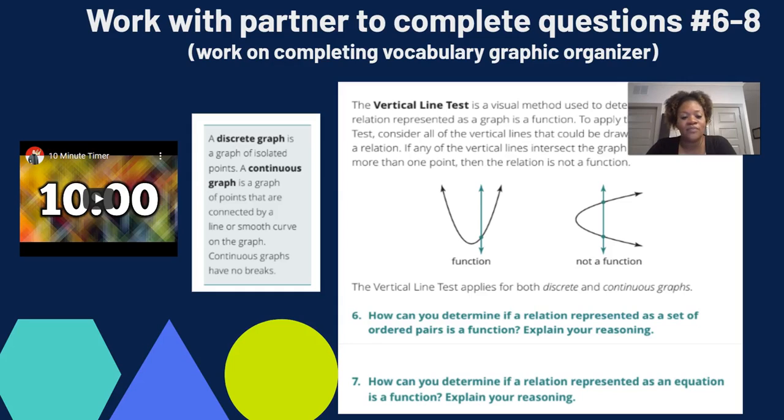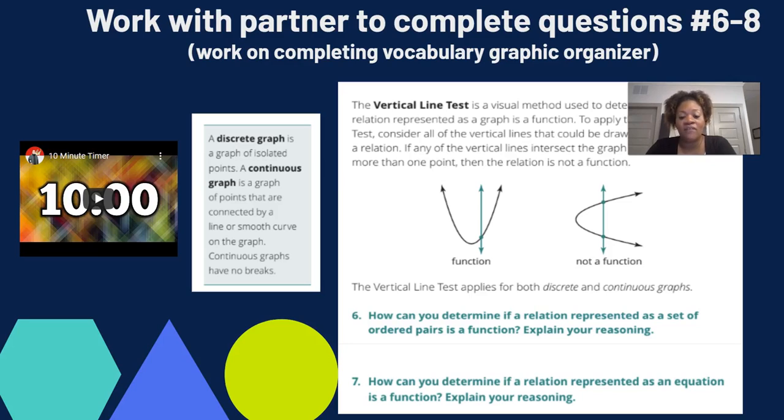They're by themselves. Now, a continuous graph is a graph of points that are connected by a line or a smooth curve on the graph. Continuous graphs have no breaks. So discrete is disconnected and continuous is connected. Now, visualization of items is very important.